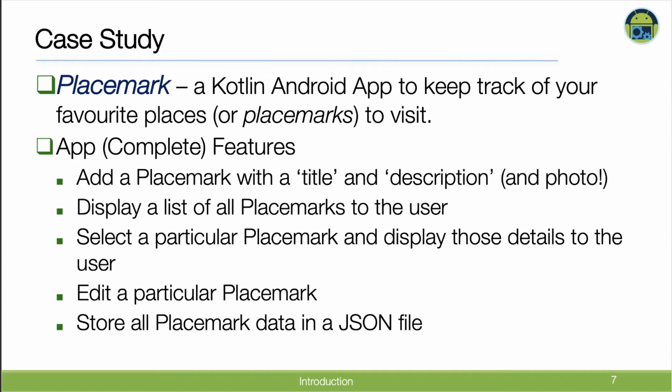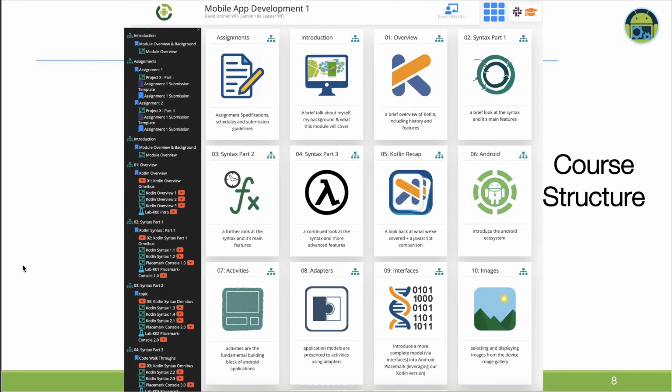We have then our edit, being able to edit a particular placemark and change it, and we're going to bring in some persistence. So we're going to store all placemark data in a JSON file. And the nice thing is we will use the same approach in the Kotlin console app as with the Android app when we are working with JSON. So you should be able to reuse a lot of the JSON implementation from your raw Kotlin app in your Android app.